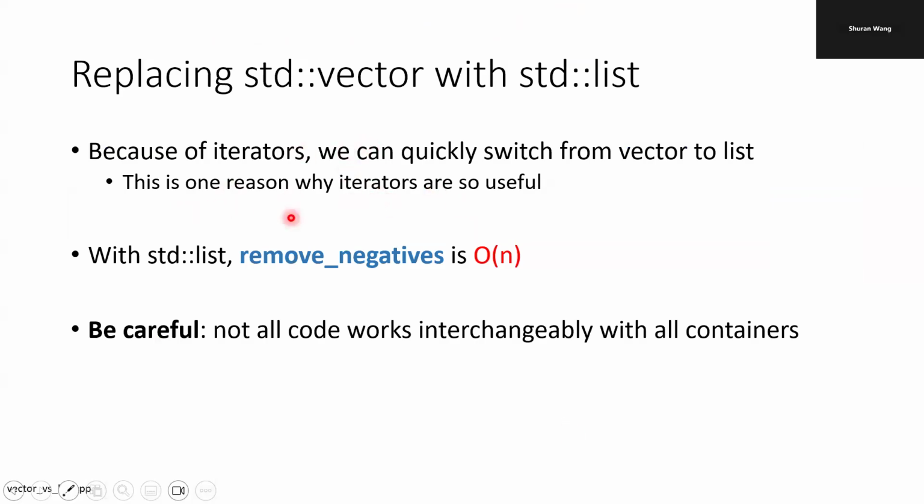And this is one reason why iterators are useful, because it's easy to switch from container to container. And with list, because the erase function is O(1) time, the remove negatives is O(n) time. But you just need to be careful that not all code works interchangeably with all containers, because sometimes some operations are defined for some types of iterators, but not others. So while you're doing the exchange, you should know what you're doing.